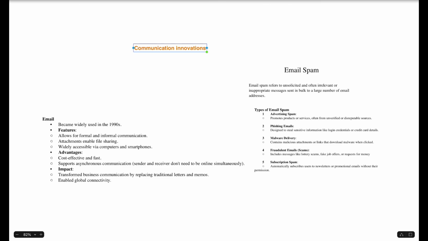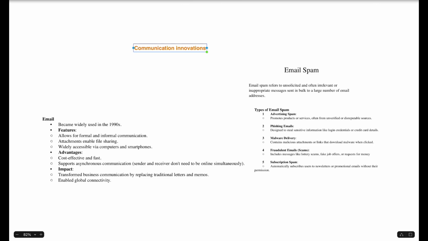The types of email spam could include advertising, where they want you to buy their stuff or visit their website, for example an email telling you to buy luxury watches for 90% off. The second one is phishing emails, which are designed to steal sensitive information from you, like logins or credit card details. They can say something like, your account has been compromised, click here to reset your password.